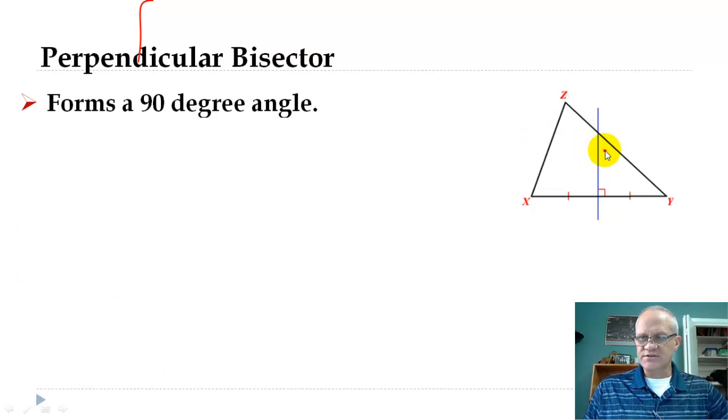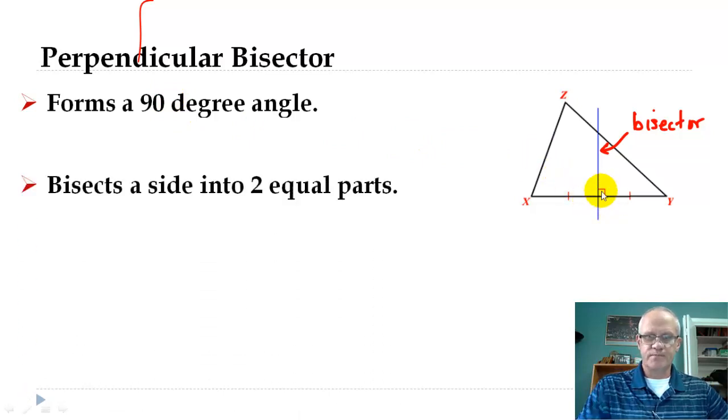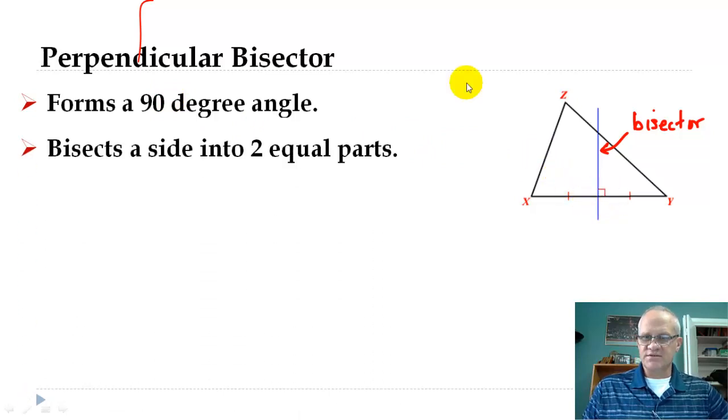The bisector itself is this line right here. So this blue line is the bisector. It makes a 90-degree angle, you can see right here, and it bisects one of the sides into two equal parts. If you notice here, this is marked as being the same as this. So this line made a 90-degree angle right here, and it cut this side XY into two equal parts.